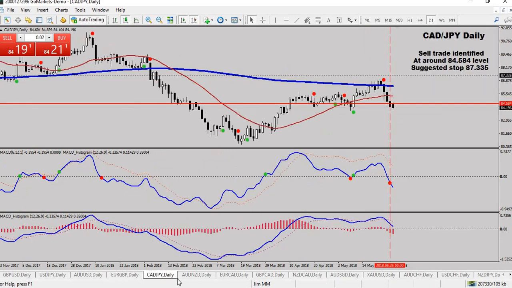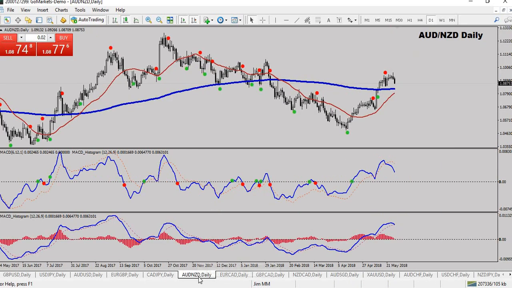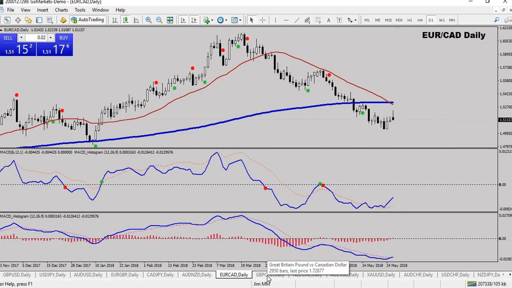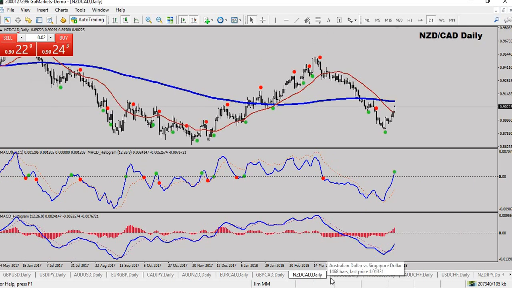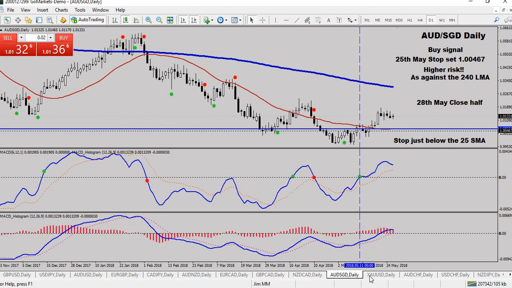That'll be great. Also got identified a sell trade. I went through that in the other profile. This is one I called in the Facebook group. Aussie, New Zealand, not same again. Euro CAD. No. That's the New Zealand CAD again. Here we go. Buy signal identified on the Aussie Singapore dollar. Went up, and this is in the Facebook group, and I called it as a 28th, which is today.